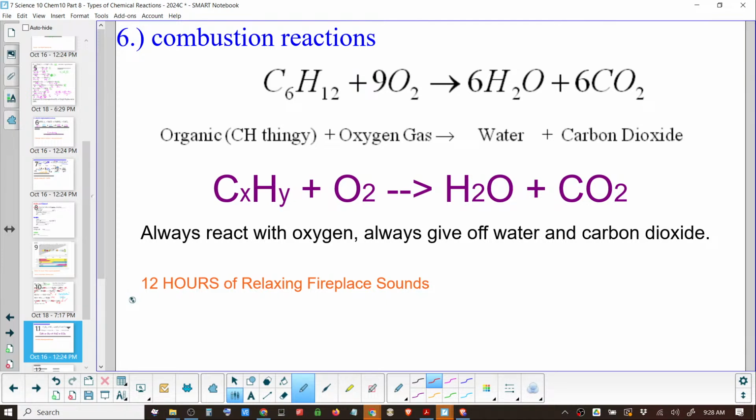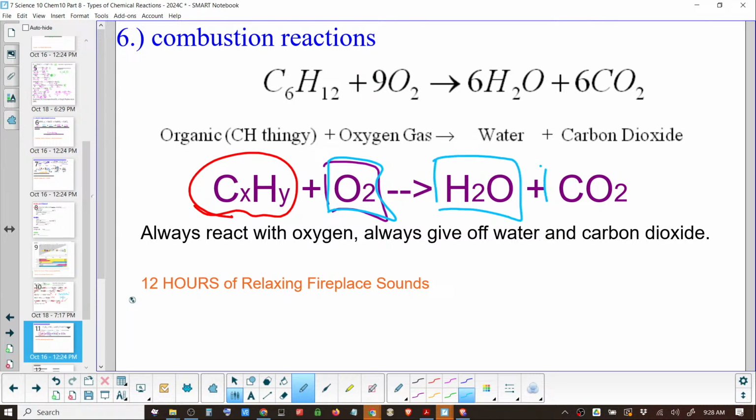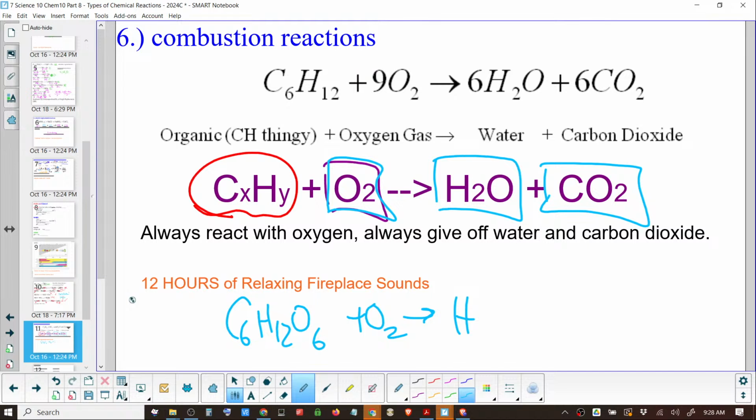In terms of recognizing, this is constant. You always have oxygen. You always give off water, and you always give off CO2, for a carbon combustion. So if you have sugar, C6H12O6, react with oxygen, gives off water, gives off CO2. You can rely on it always having those three parts, so it's one of the easiest ones to identify, because you will always see reacts with oxygen, gives off CO2, gives off water.